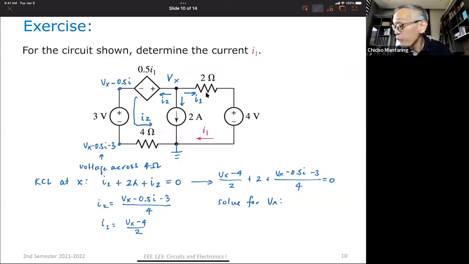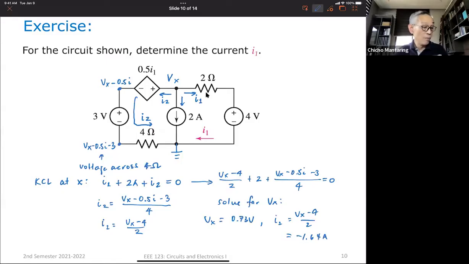Now, first of all, I solve for Vx. Vx is going to come out to be 0.73 volts. And therefore, I1 is equal to Vx minus 4 over 2. And you're going to get the answer provided by Albert, which is minus 1.64 amperes. Okay. Any question?